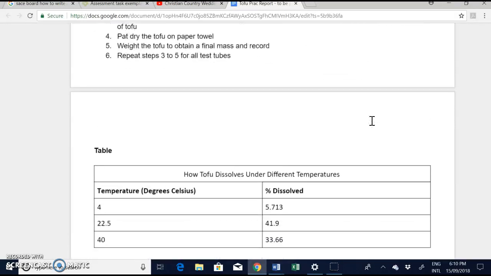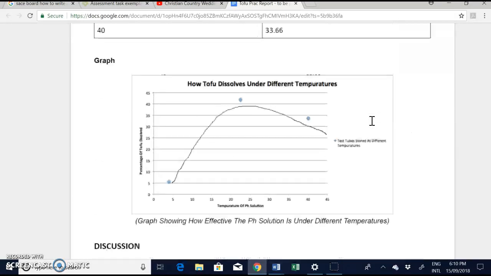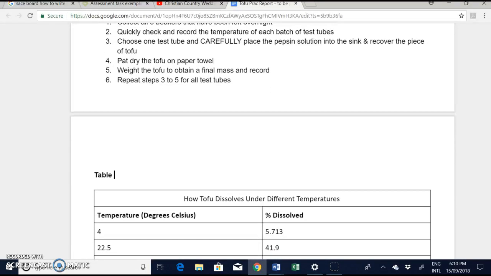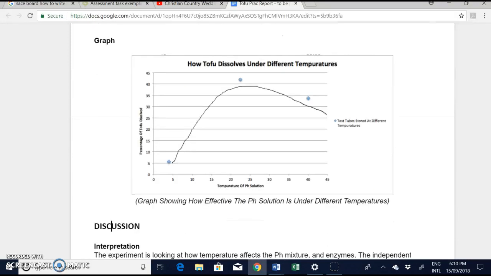Okay, then if we skip all the method, which shouldn't be there anyway, go to this table heading. Again, this should have a table heading, not just table, but Table 2: percentage mass change of tofu over a range of temperatures or something like that. Then your graph. You don't need to have a heading for the graph, just put your graph. You don't need a heading because you do a figure legend when you do graphs, okay? So you do Figure 1, graph showing the relationship between this and this.